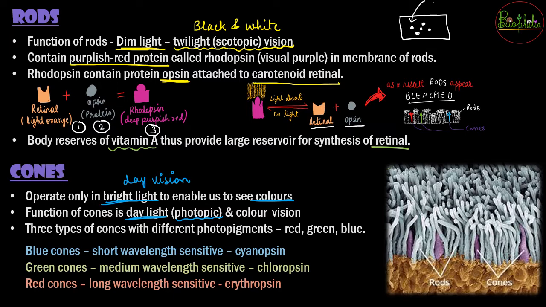So these cones are of three types, and the three types are based on three different pigments. These pigments are called photopigments, comprising the red pigment, the green pigment, and lastly the blue pigment. So what are these different pigments, and what do we sense?